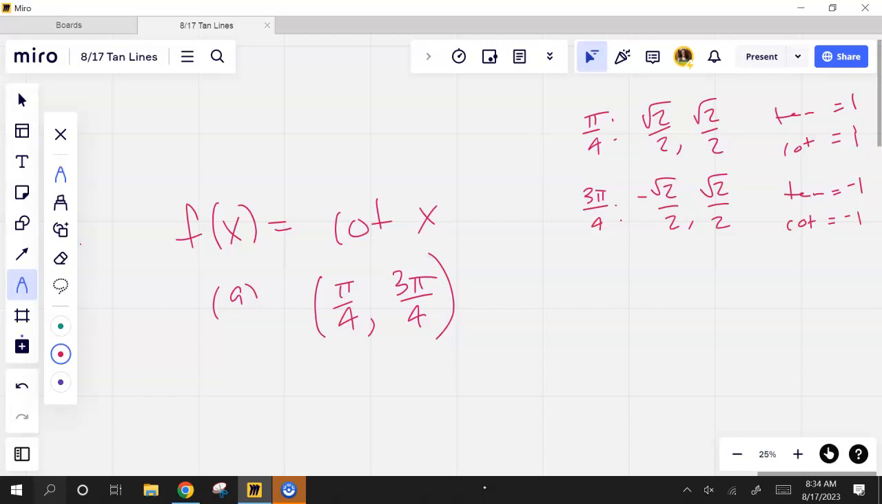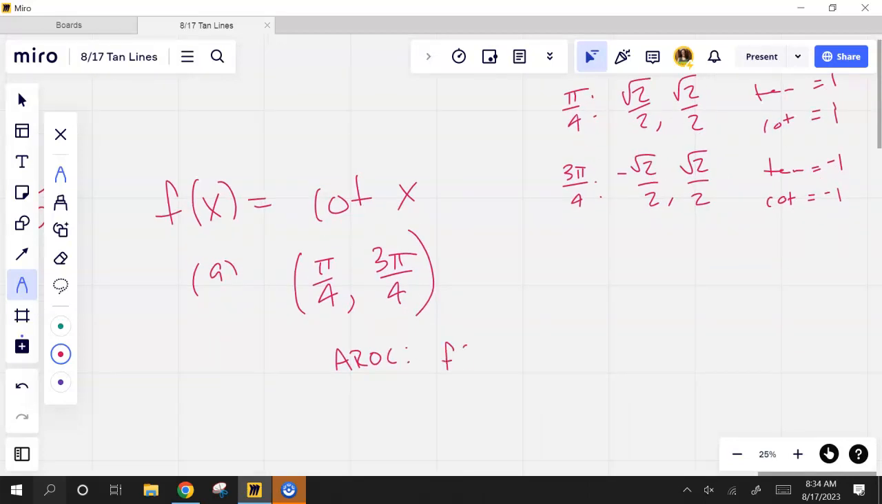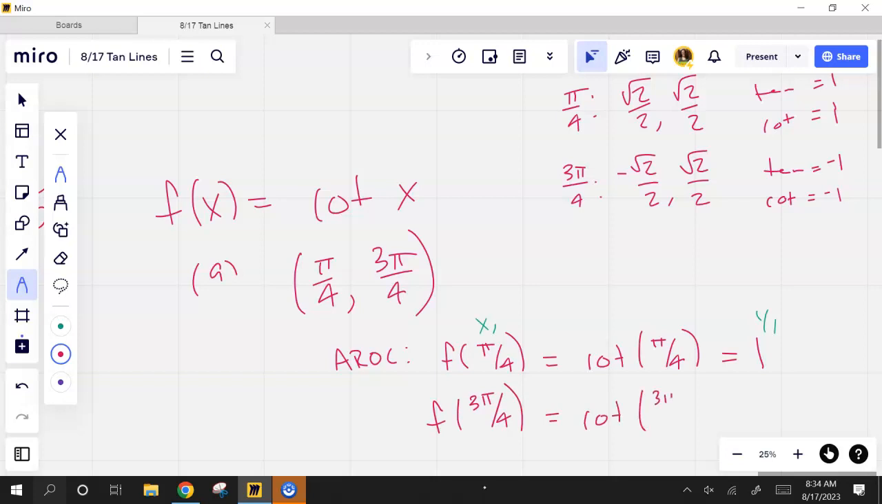All right, so now that we know that, let's find the average rate of change over this interval. Okay? So to do that, I need each value. So I need f of pi over 4, which is the cotangent of pi over 4, which we just said was 1. So if I'm thinking in terms of regular old slope, this is x1, y1, right? And then f of 3 pi over 4 would be the cotangent of 3 pi over 4, which is negative 1. So again, x2, y2.